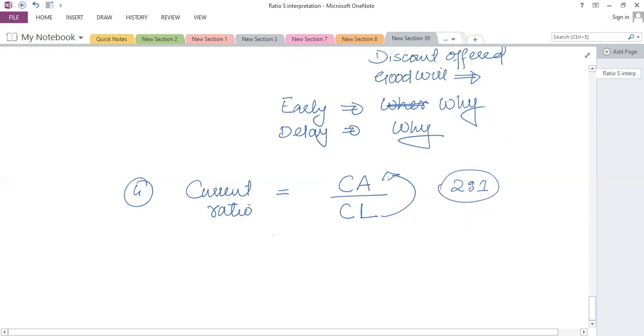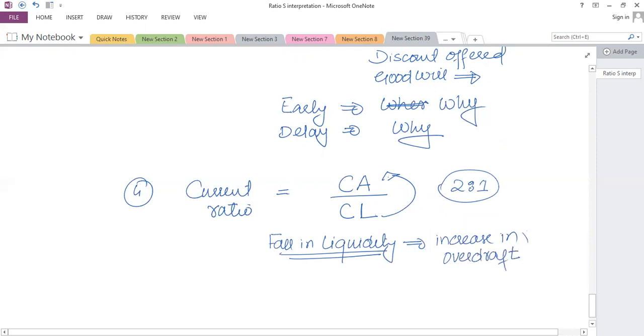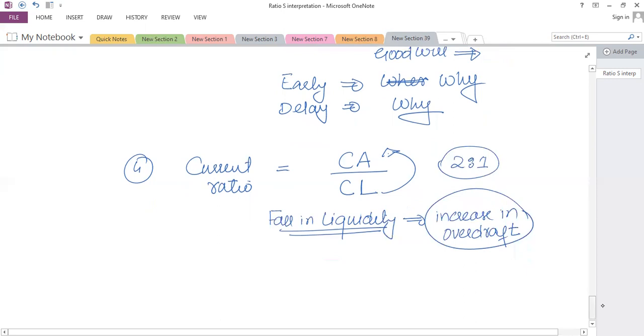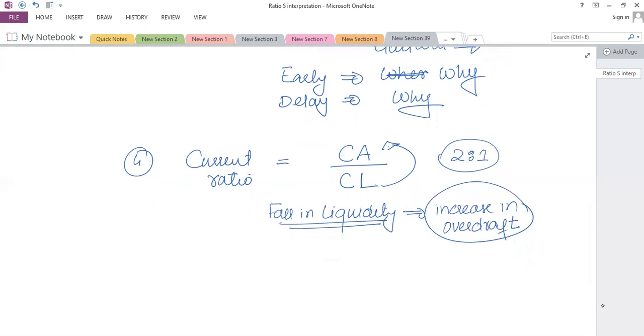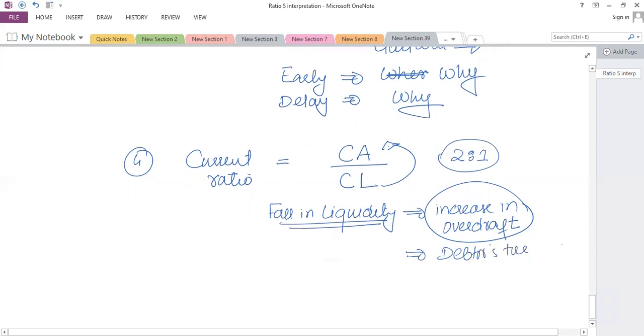So if there is a fall in liquidity, again, think why. So this might be an increase in liability, increase in overdraft, and that is the reason why your liability is increasing, but simultaneously your assets are not increasing. And why has your overdraft increased? This is the reason why, due to debtors issue. So one ratio is explaining the other. You can connect ratios as well.